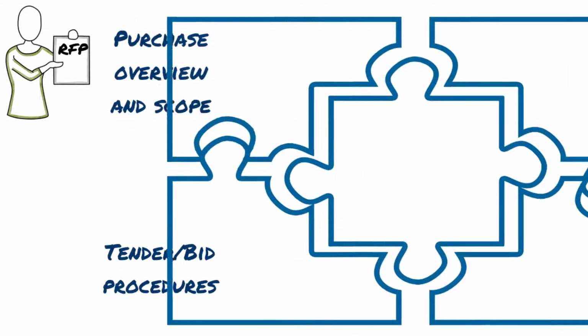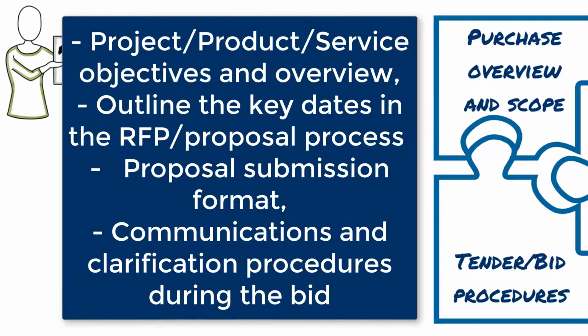In the overview, scope, and bid procedures section, we include general information about the project, product, or services, and outline the key dates in the RFP proposal process, the proposal submission format, and procedures for communication and clarification during the bid process.